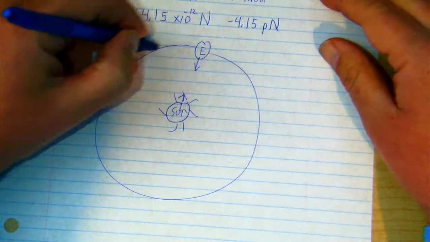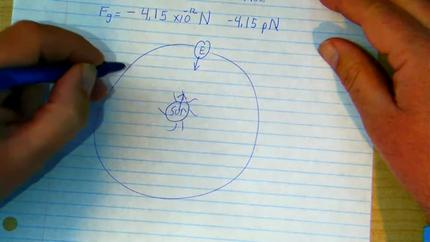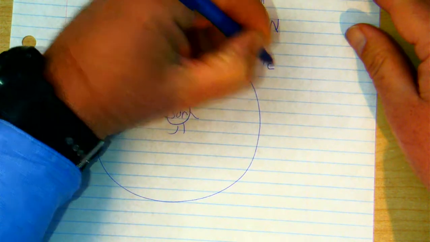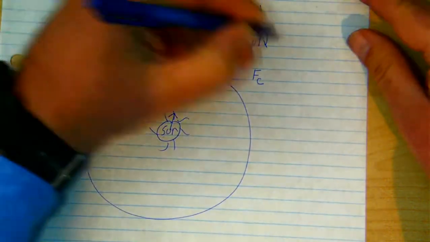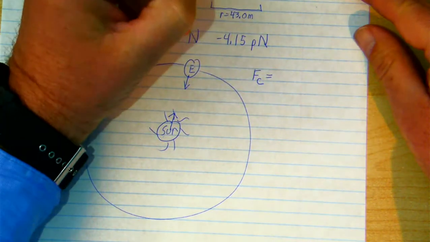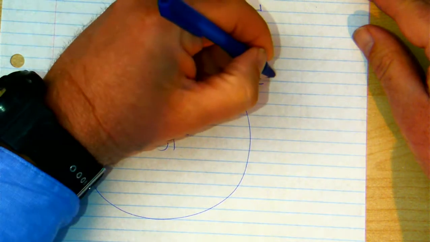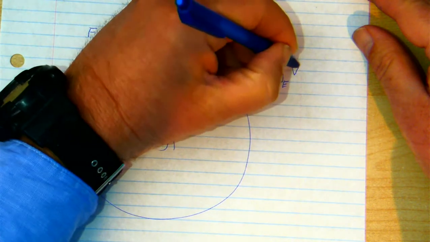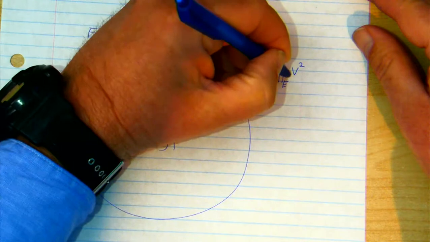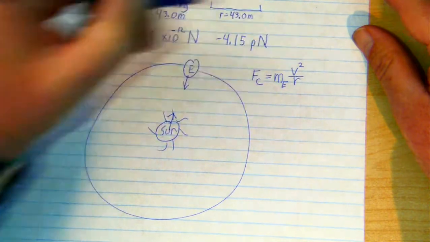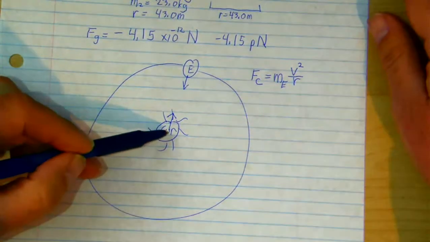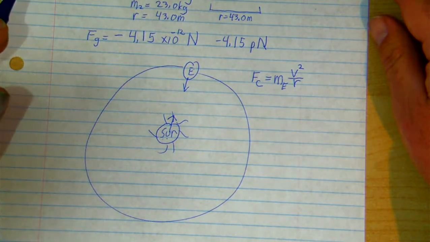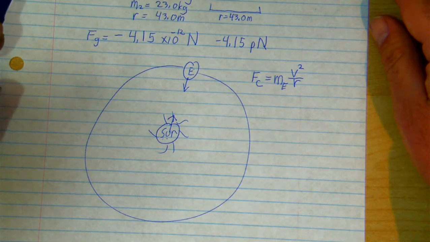The Earth is in a circular orbit around the sun. So we can calculate the centripetal force needed to keep the Earth in its orbit around the sun. That would be equal to the mass of the Earth times the speed of the Earth squared divided by the orbital radius, which is the distance from the center of the sun to the center of the Earth. That is the formula for the Earth's centripetal force.